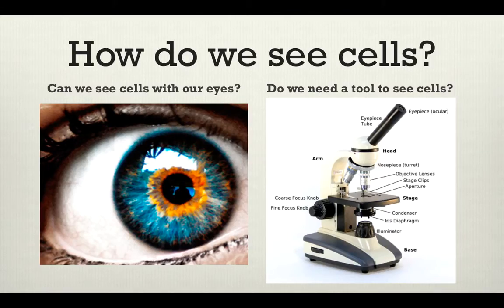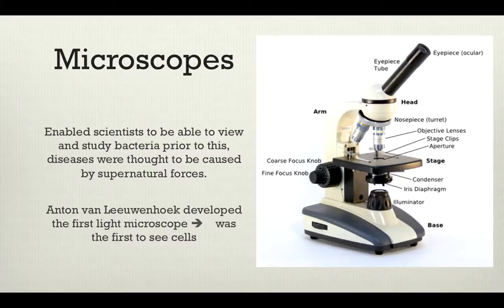So how do we see cells? Can we see cells with our eyes, or do we need tools to see a cell? The answer, of course, is yes. We need tools to see cells. We need microscopes. Microscopes are an amazing scientific tool. In a similar fashion that telescopes have enabled us to see objects far away in the universe, microscopes have enabled us to see objects so small the human eye cannot see here on our own planet.